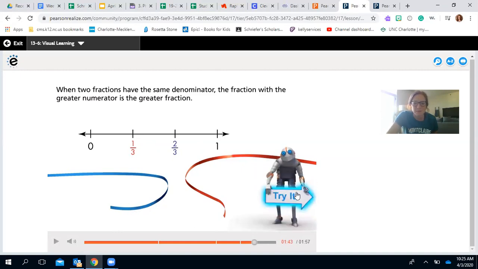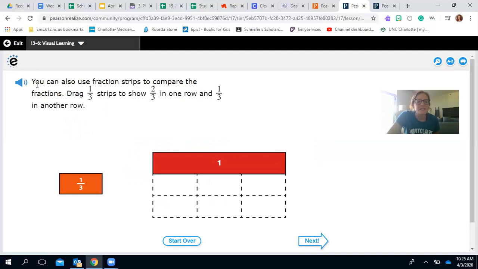Okay, let's try some more problems. It says you can also use fraction strips to compare the fractions. Drag the 1/3 strips to show 2/3 in one row and 1/3 in another. So I have 1/3 here and I need to show 2/3. How many of these 1/3 blocks do I need to take? I'm going to take one more. I have two 1/3s, which is the same as 2/3.